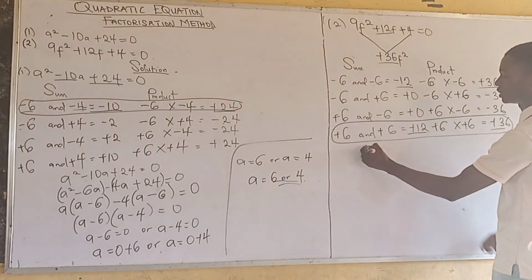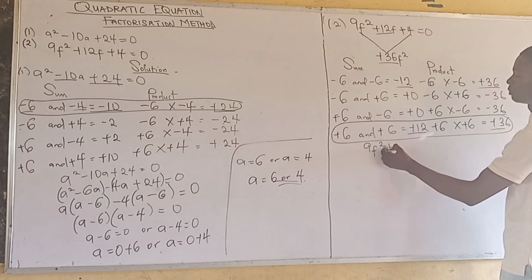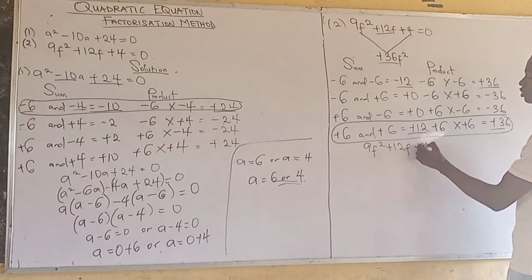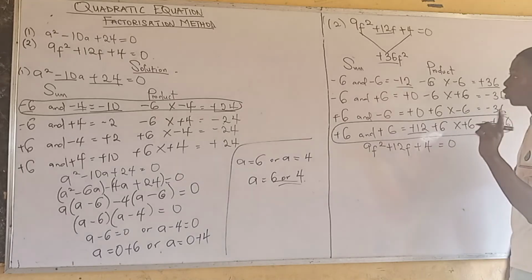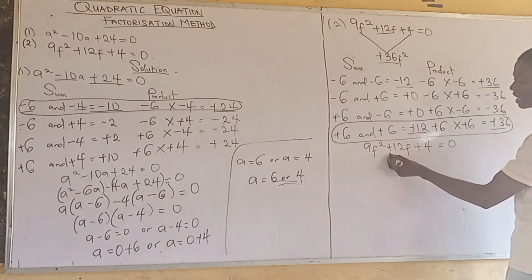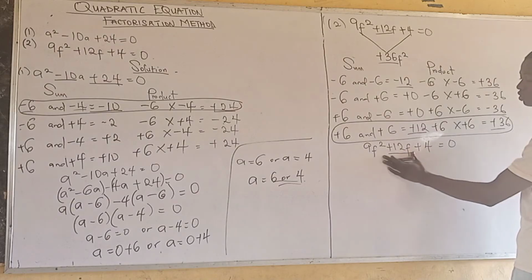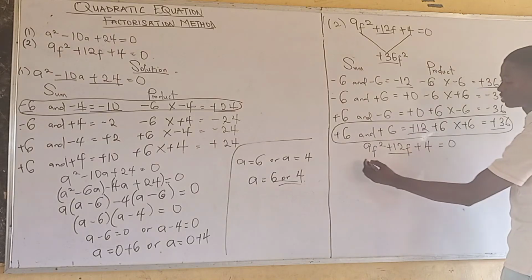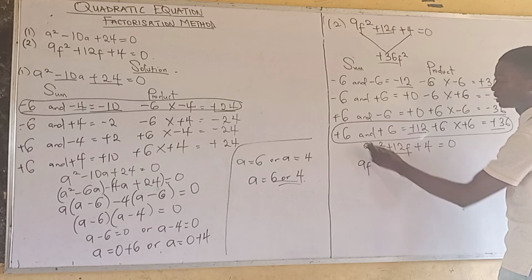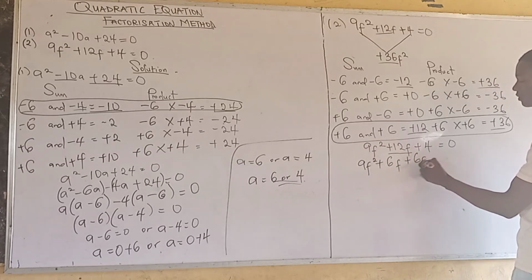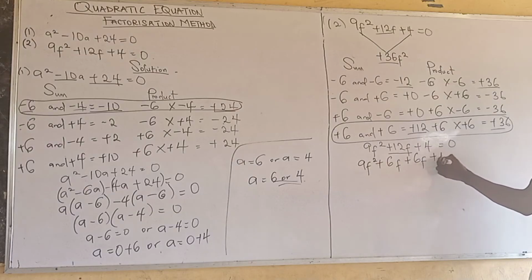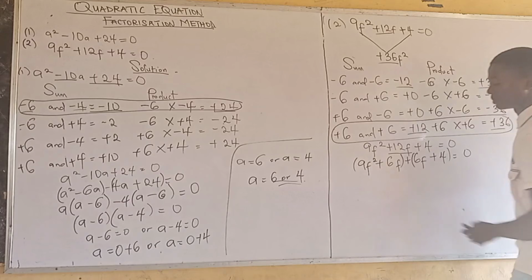Okay, now this is the question: 9f squared plus 12f plus 4 equal to 0. I told you guys that instead of writing this plus 12, you will not write this plus 12 anymore. So this will be 9f squared, the factors we have are plus 6f, plus 4 equal to 0. So fit this in a bracket and put this in a bracket.